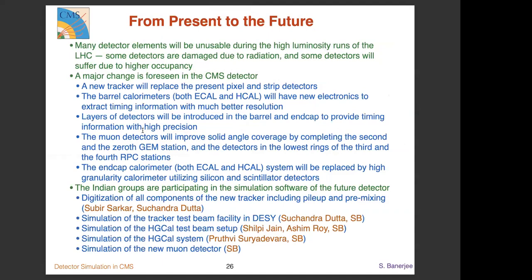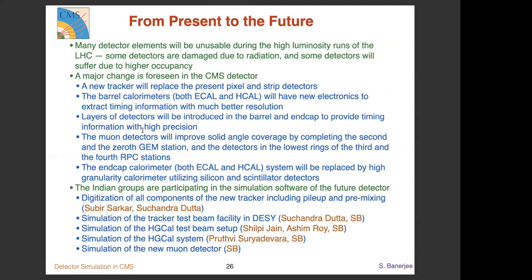What about the future? Many detector elements will be unusable due to high luminosity runs of the LHC. Some detectors are changed due to damage from radiation. As I said, even now some of the layers of the EE are almost dead, and some detectors will suffer due to very high occupancy rate. So a major change is foreseen in the CMS detector. This has been to some extent described by Kuchandra.